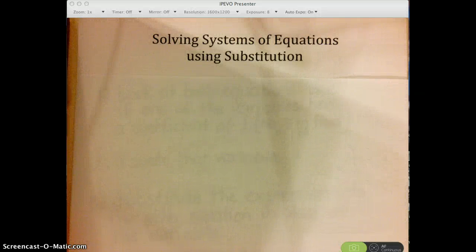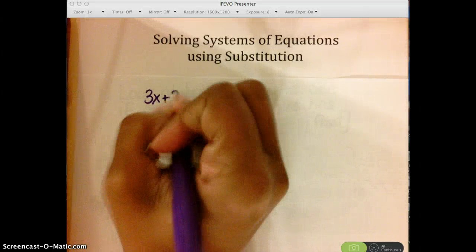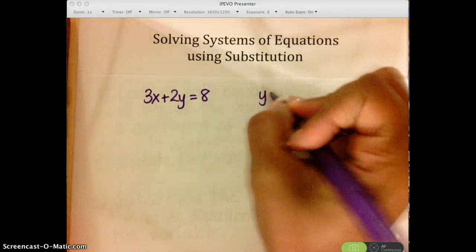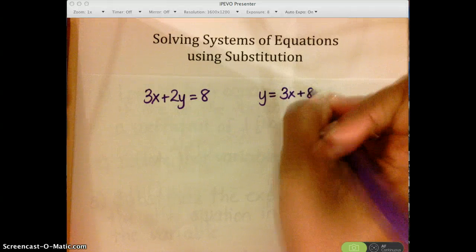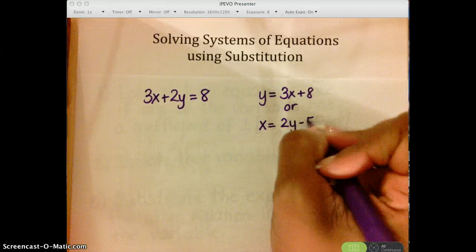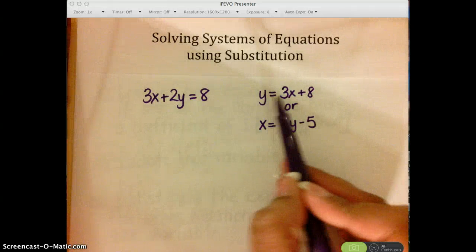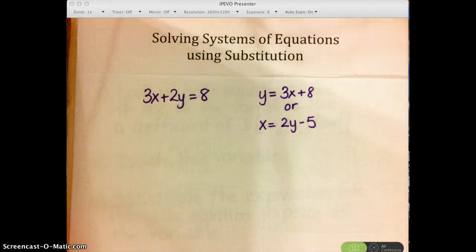Okay, today in class we started solving systems of equations using substitution. In the systems you were given in class today, one equation was written in standard form, and then you had a second equation that was written in the form of y equals 3x plus 8, or maybe it was written x equals 2y minus 5. And what we did is we took this equation and we substituted the expression back into the first equation.